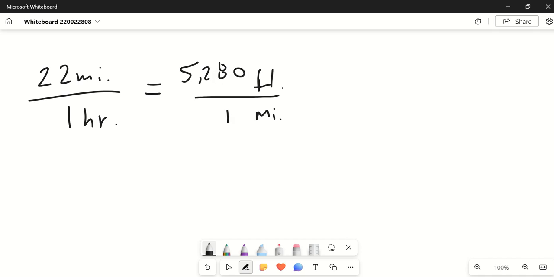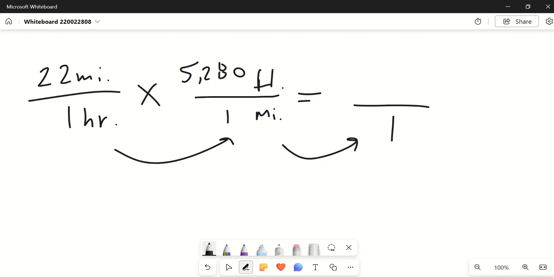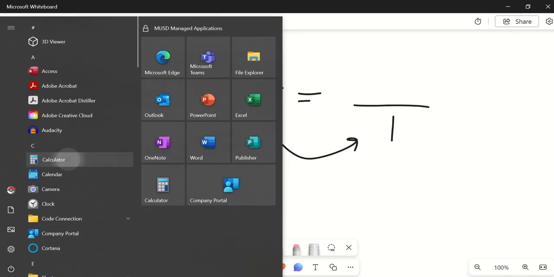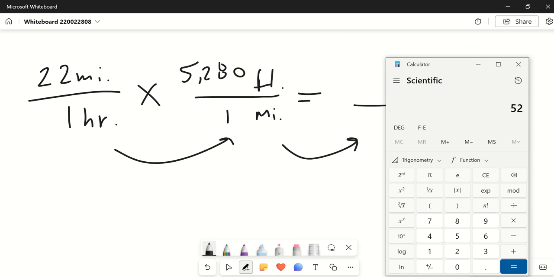So again, our seagull flies 22 miles per hour. We want to find out how many feet that is. So if 1 mile is 5,280 feet, 22 miles, we're going to multiply it by that. This will be 1. 1 times 1 is 1. And we're going to deal with our calculator here. 5,280 times 22, so again, that's how many feet are in a mile.